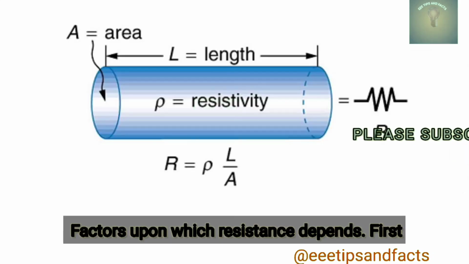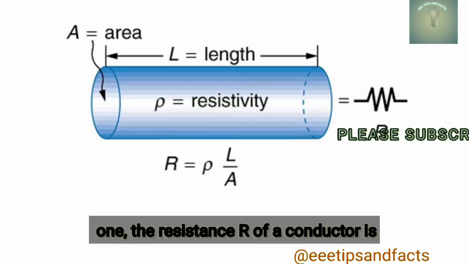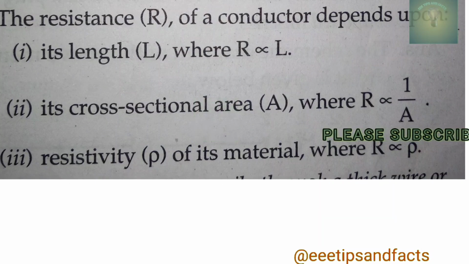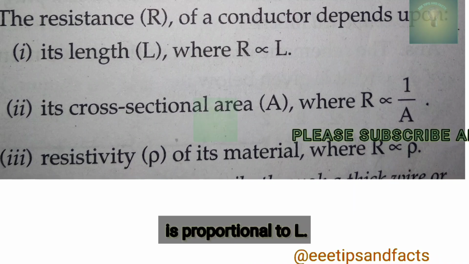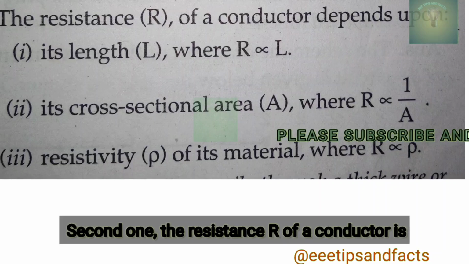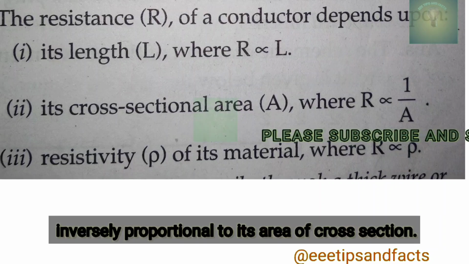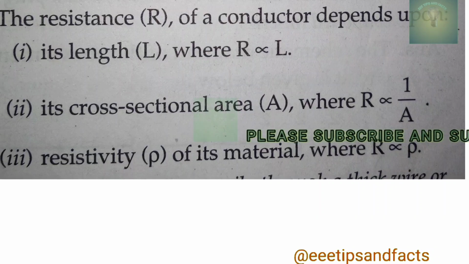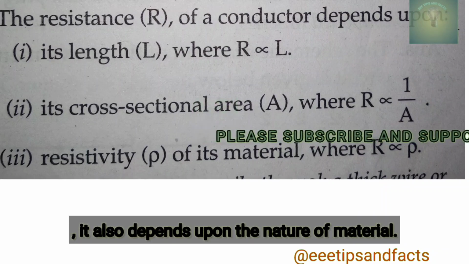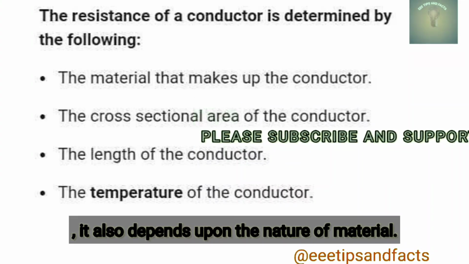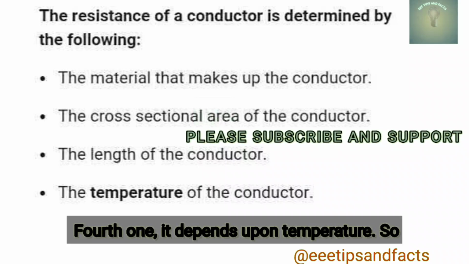Factors upon which resistance depends. First one. The resistance R of a conductor is directly proportional to its length. That is, R is proportional to L. Second one. The resistance R of a conductor is inversely proportional to its area of cross-section. That is, R is proportional to 1/A. Third one. It also depends upon the nature of material. Fourth one. It depends upon temperature.